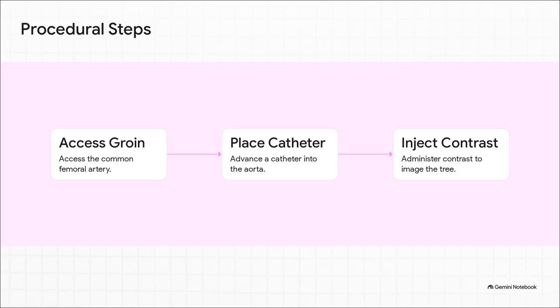Usually, the physician kicks things off by accessing the common femoral artery in the groin, safely threading a guide wire through a percutaneous puncture. Next up, they place a non-selective catheter, advancing it all the way upward into the abdominal aorta. And finally, contrast dye is administered through a power injector. This literally illuminates the aorta and that entire lower extremity arterial tree on the radiological imaging. It's just amazing to see.